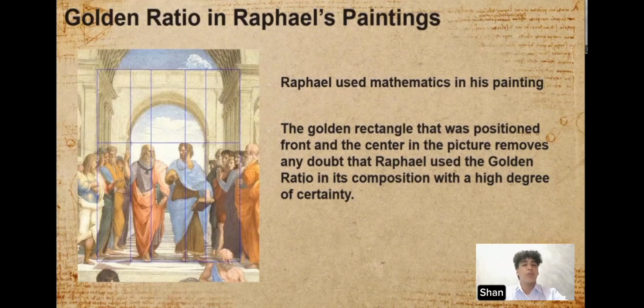Raphael applied the principle of linear perspective, which is the golden rectangle that was positioned in front and the center in the painting. Remove any doubt that Raphael used the golden ratio in its composition with a high degree of certainty. The way Raphael used the golden ratio is not only clear and compelling but quite brilliant in its execution.